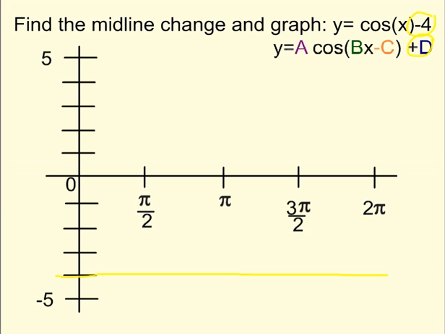Our next step is identify and draw the maximum and the minimum. Again, our maximum and minimum comes from our amplitude, our A value. In this case, nothing is written, so we will assume that it's a 1. So we are moving 1 above our midline and 1 below our midline.